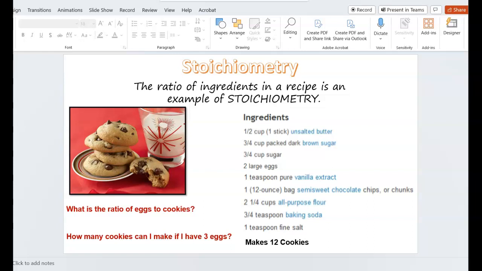And we can increase or decrease that ratio. So if I only have 1 egg, then I can make 6 cookies. Or if I have 4 eggs, I can make 24 cookies and so forth. So the same idea of a recipe we're going to use and apply it to chemistry and stoichiometry.